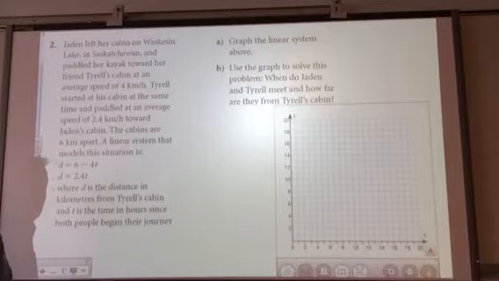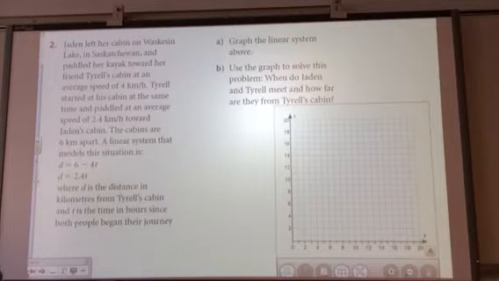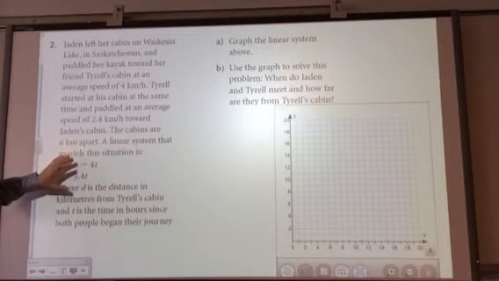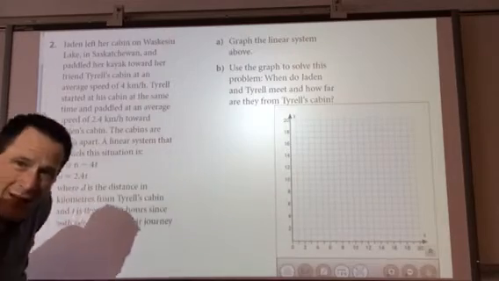her friend Terrell's cabin at an average speed of 4 kilometers per hour. Terrell started at his cabin at the same time and paddled at an average speed of 2.4 kilometers per hour toward Jaden's cabin. The cabins are 6 kilometers apart. A linear system that models this situation is, so they already made this. This is taken care of for us.